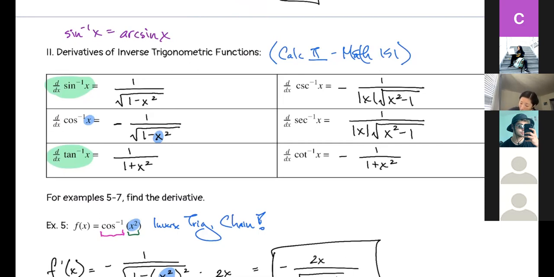So if I wanted to say inverse cosecant, I could actually say arc cosecant x. That would be the same thing. Or instead of inverse tangent, I could say arc tangent, and that would be the same thing. Okay, so if you've been sitting here being like, I don't know what this means, it's the same thing as the arc sine or the arc cosine or the arc tangent. Okay.